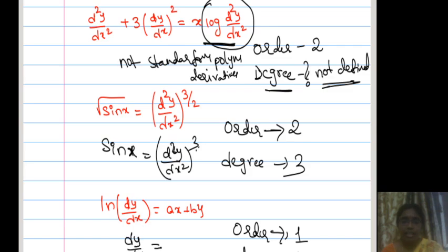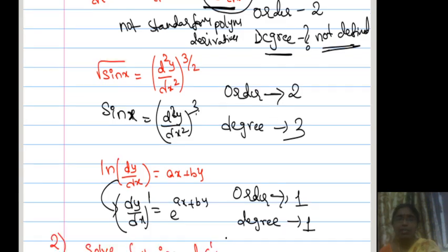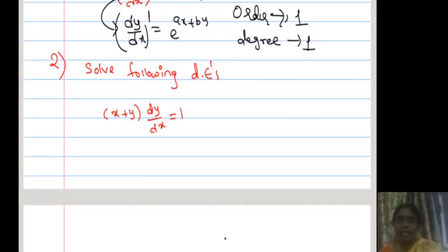This implies I can write dy by dx as e power ax plus by. It is in standard form, not infinite, it is finite terms only. According to logarithm properties, dy by dx is equal to e power ax plus by. Here it does not contain derivatives in the exponential, it is standard form only. That's why the highest derivative power is 1, hence the degree is 1. In this way you have to think about order and degree.